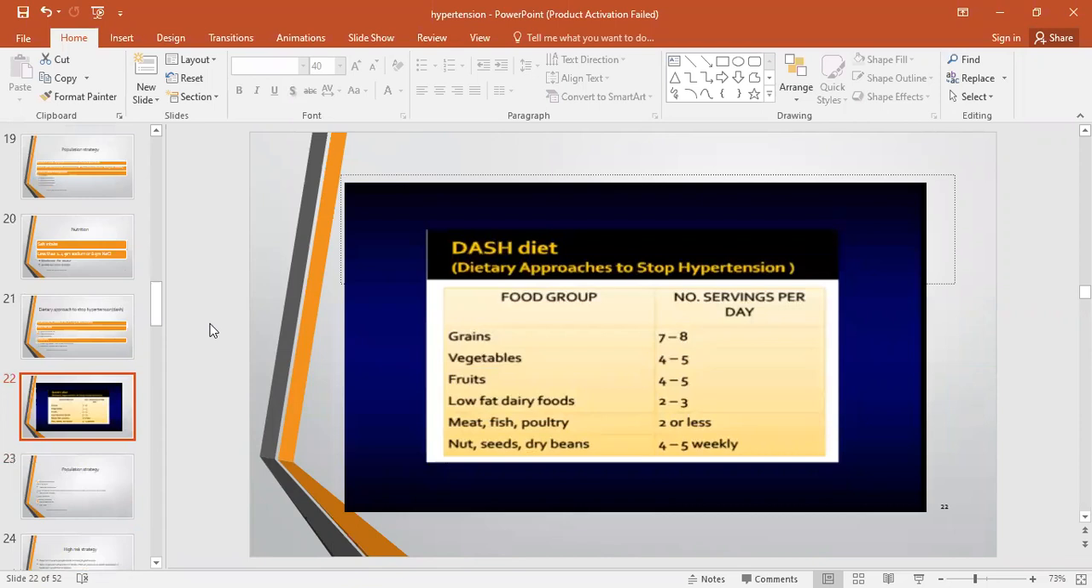This is the DASH diet, in which the food groups you can take are grains, 7 to 8 servings per day, vegetables 4 to 5 servings, fruit 4 to 5 servings, low fat dairy foods 2 to 3, meat, fish and poultry 2 or less, and nuts, seeds and dry beans 4 to 5 weekly.